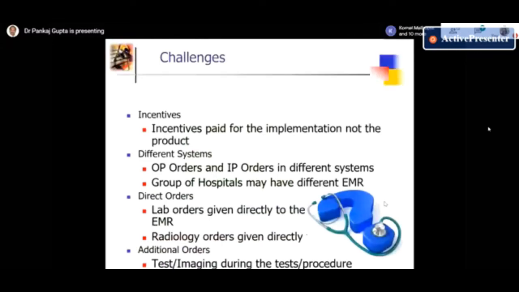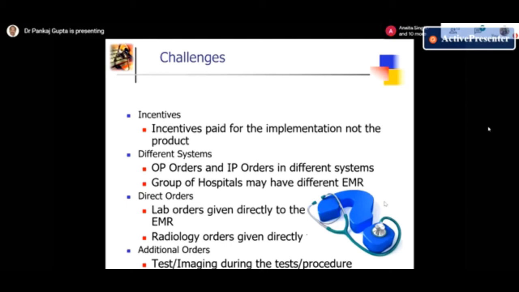Challenges. These challenges are coming from Obamacare. In Obamacare, they said incentives are paid for implementation, not for the product. So what happened is a lot of these hospitals said, I have the product, so give me the incentive. Obamacare said, no. Meaningful use doesn't mean that you just buy the product. You also have to implement it. And as I said in the morning, implementation takes a couple of years. So it's not that you can do it very easily.